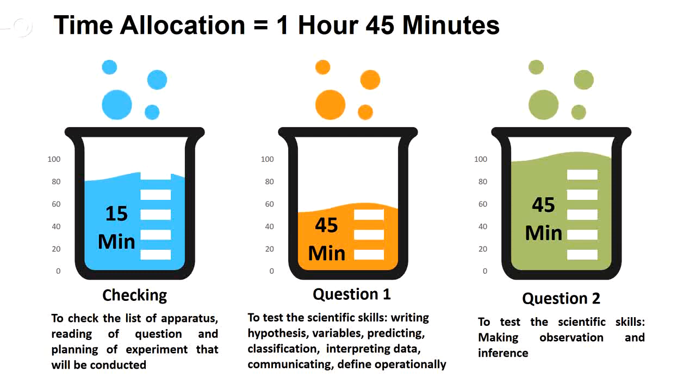Normally, question 1 will test the scientific skills such as writing hypotheses, variables, predicting, classification, interpreting data, communicating, and define operationally. Meanwhile, question 2 will test the scientific skills for making observation and inference. Suggested time allocated for each question is 45 minutes.